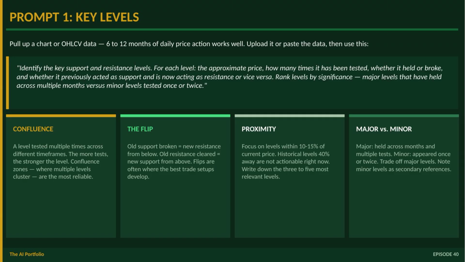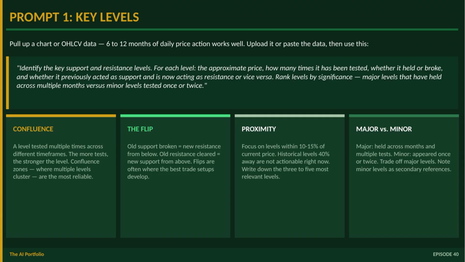For each level, tell me the approximate price, how many times price has tested that level, whether the level held or was broken, and whether it previously acted as support and is now acting as resistance or vice versa. Rank the levels by significance, major levels that have held across multiple months versus minor levels that have only been tested once or twice. Support and resistance are the foundation of everything else in technical analysis.